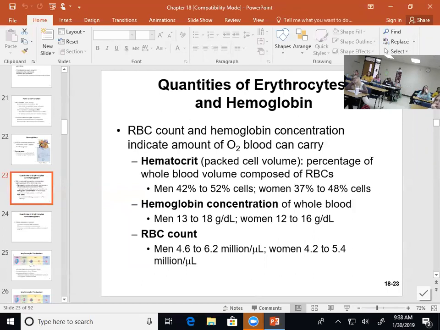Those of you who have looked at CBCs, what does the CBC stand for? Complete blood count. This is all given in a complete blood count: the hematocrit, the hemoglobin, and then also the actual count of cells, a million per microliter. Now look, if that range is off, you who've looked at lab reports have seen things called MCV, MCHC, MCH. Those are called indices, and that's based on that relationship.